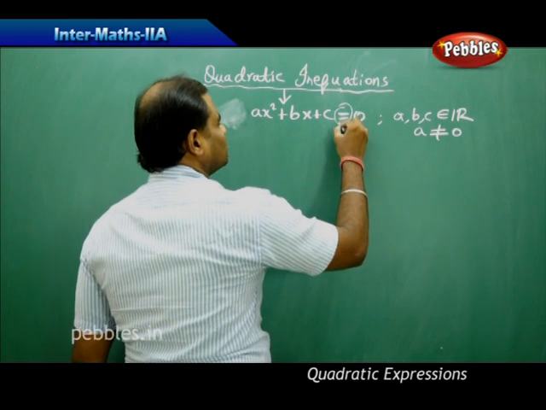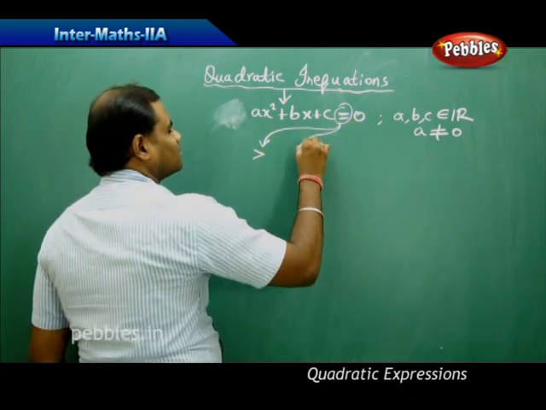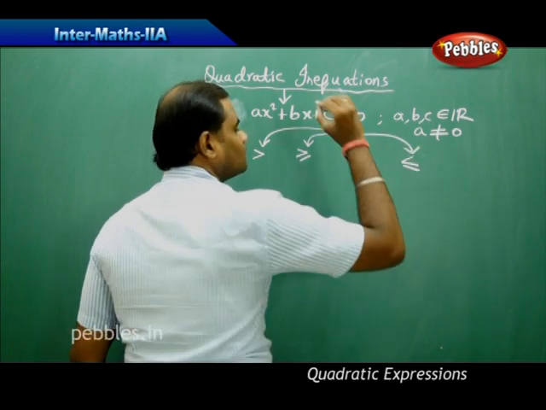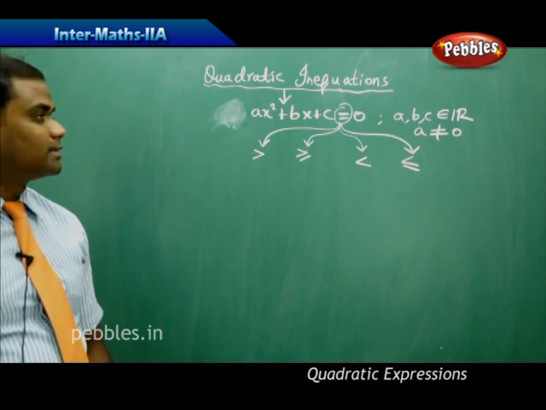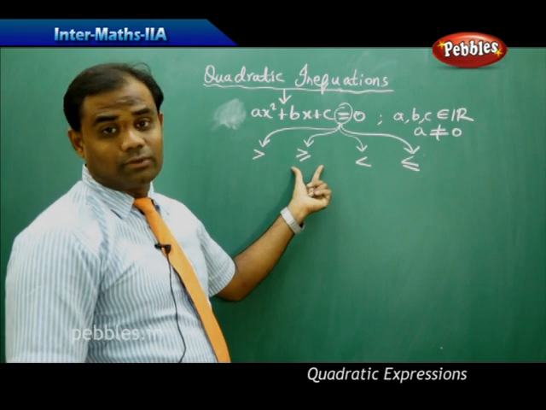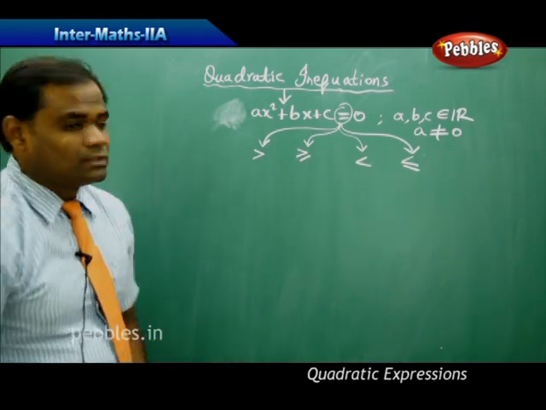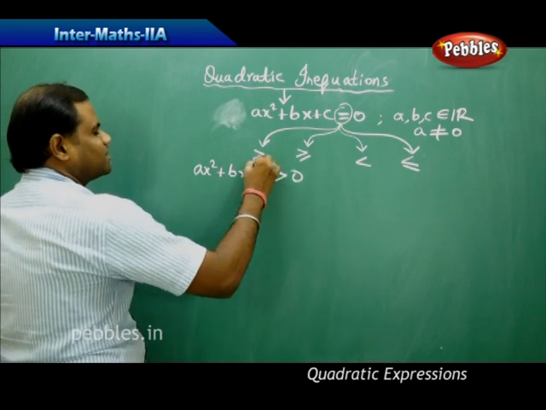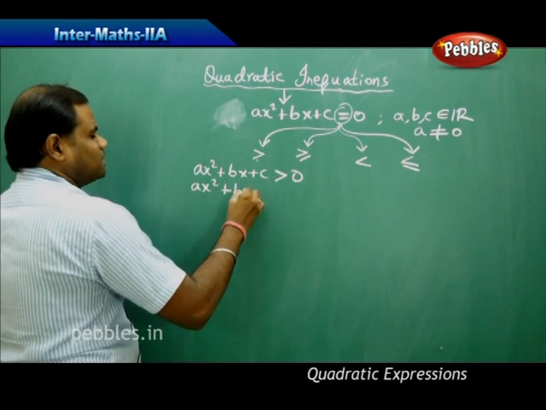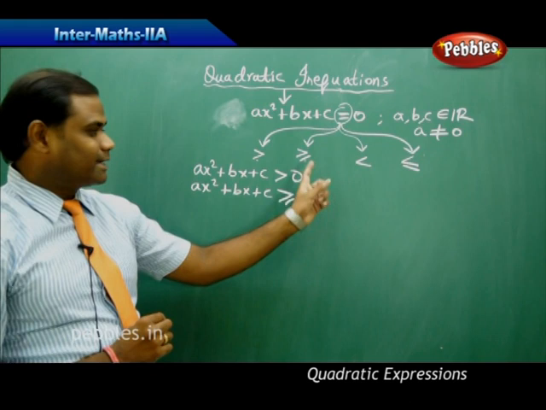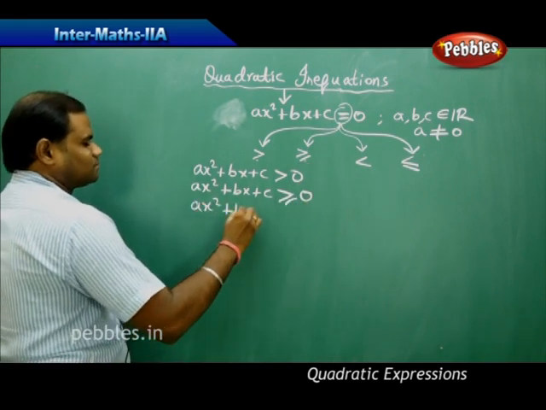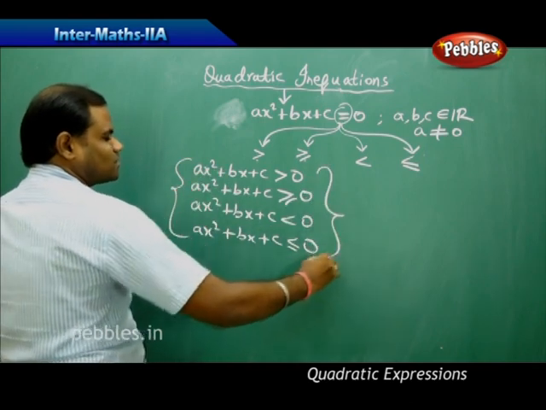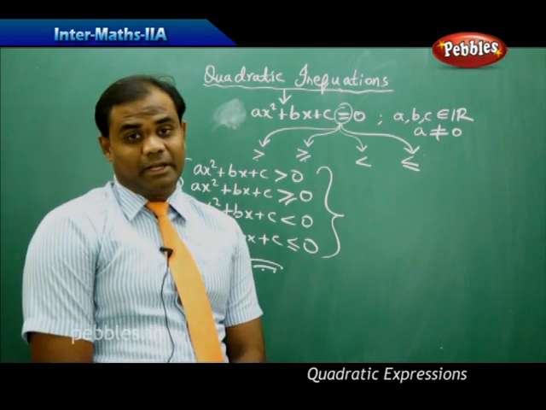Now, if I remove this equality and replace it with greater than or equal to, less than or equal to, I get a quadratic inequation, with 4 different cases: greater than, greater than or equal to, less than, less than or equal to. So there are 4 types of quadratic inequations which we identify: the first being ax square plus bx plus c greater than 0, the second ax square plus bx plus c greater than or equal to 0, and the third and fourth cases are these. These are the 4 different cases of quadratic inequations which we identify in mathematics.